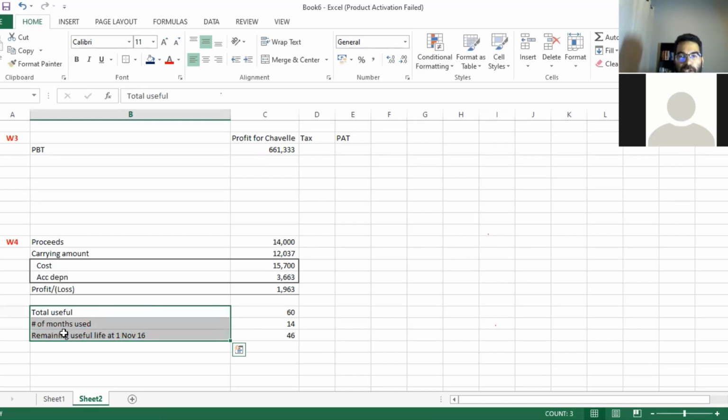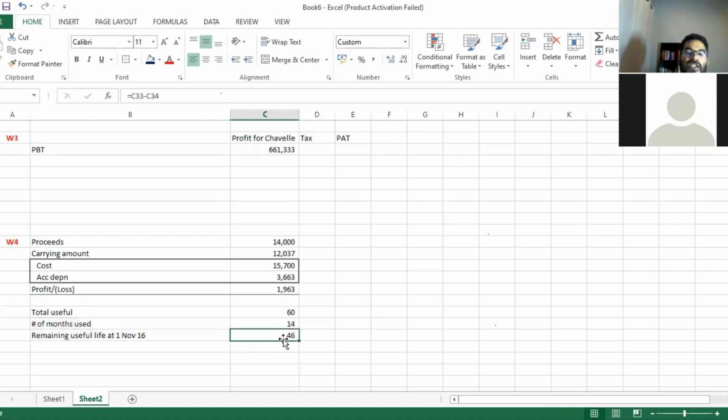Chevy sold the machine on 1 November 2016, which means they have used the asset for 14 months. Chevelle did not change the useful life. They kept the useful life as is. So that means 60 minus the 14 months, the remaining useful life is 46 months. So Chevelle has been depreciating the asset over 46 months using their cost price.